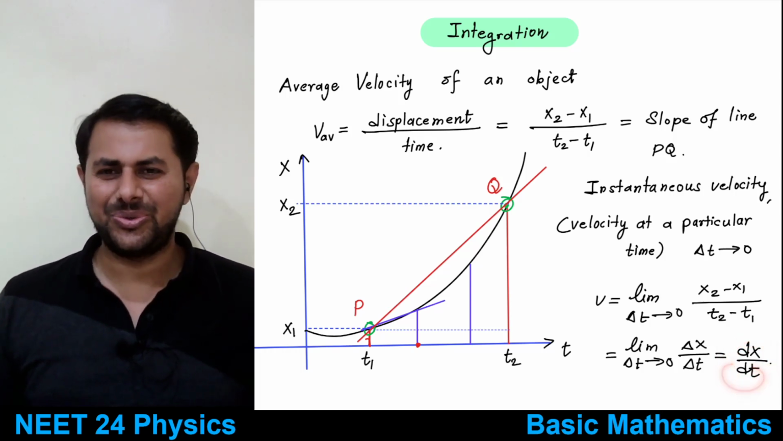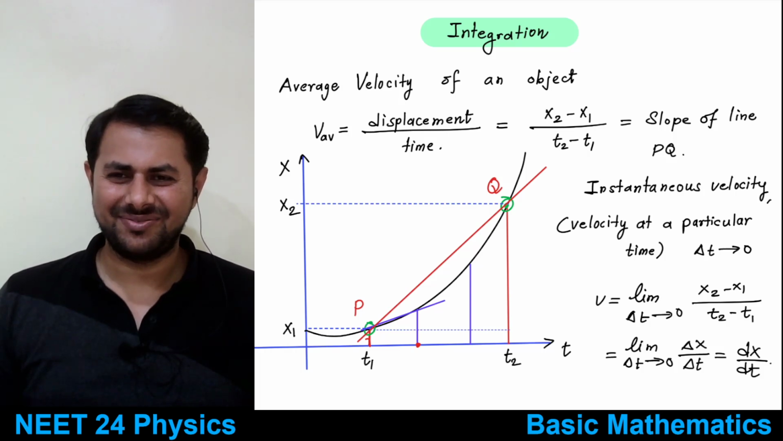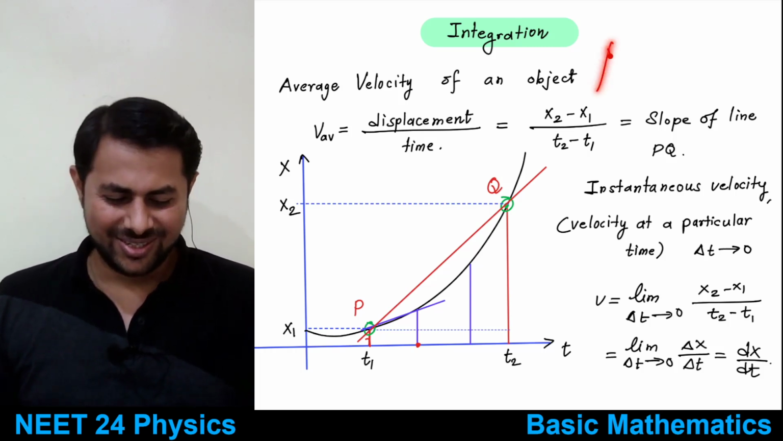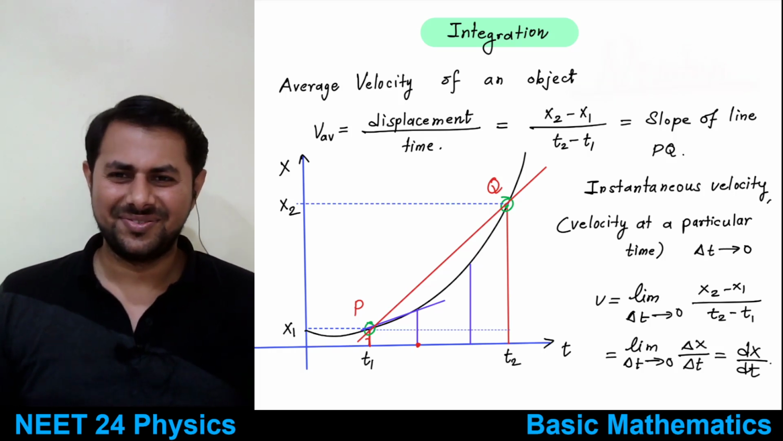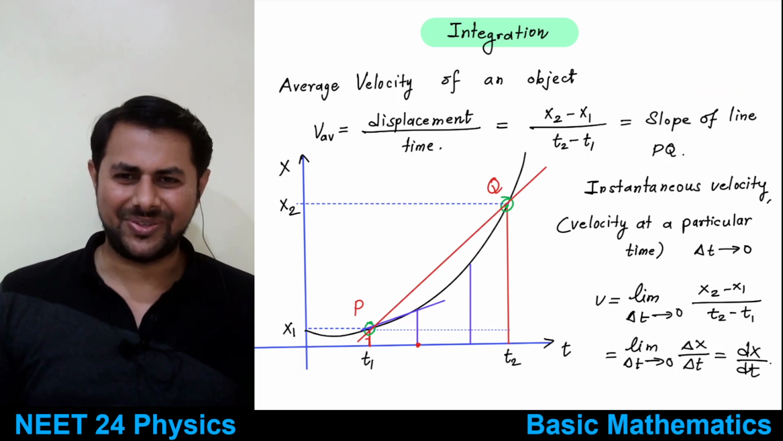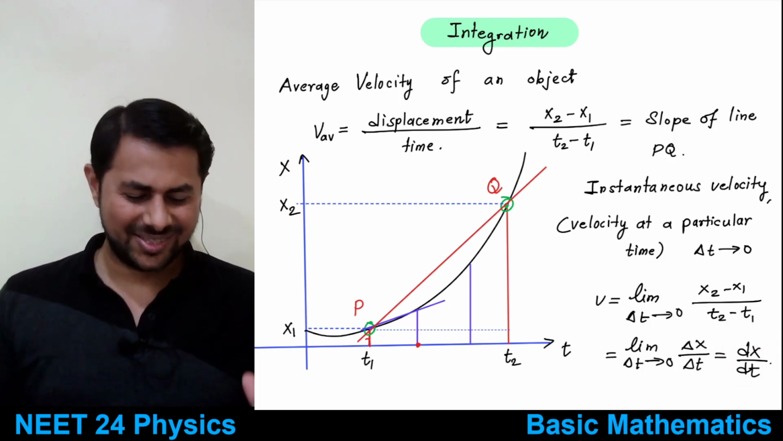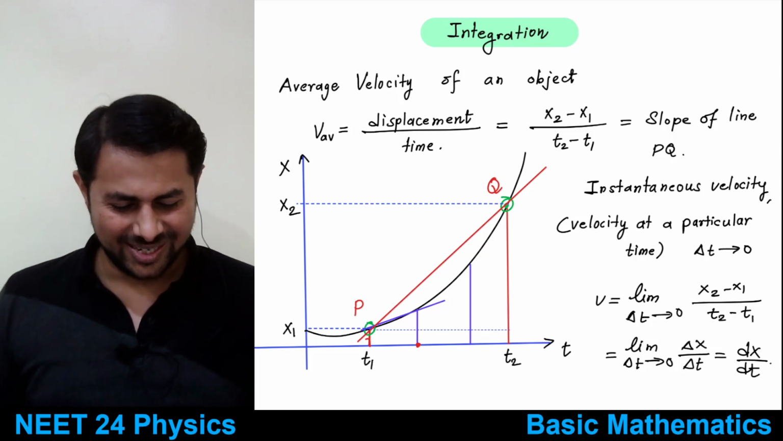And do you know who discovered derivatives? Any guesses? No, sir. No problem. So it is Newton, right? So Newton discovered derivatives. He was one of the greatest physicists, and he was one of the greatest mathematicians also.